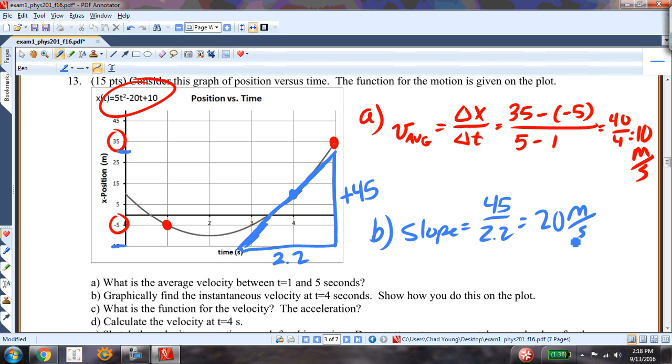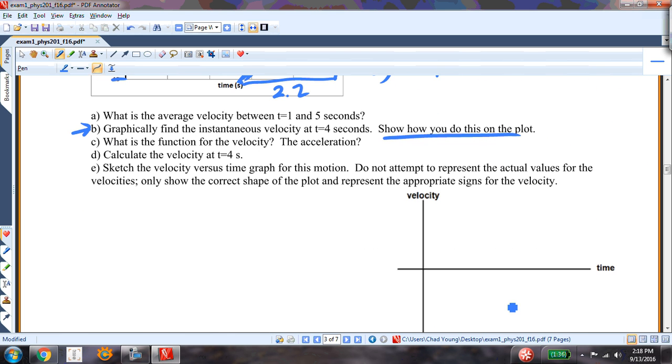I want to see that work for how you found this. Show how you do this on the plot. What is the function for the velocity and for the acceleration? All right, so for C, the velocity is the derivative of that function. That's going to be 10t minus 20. And my acceleration is the derivative of this function, which is just going to be 10.